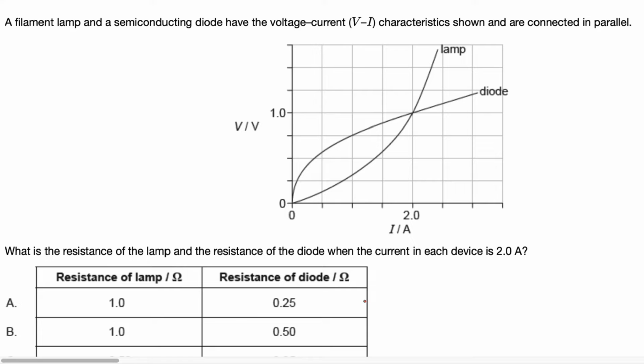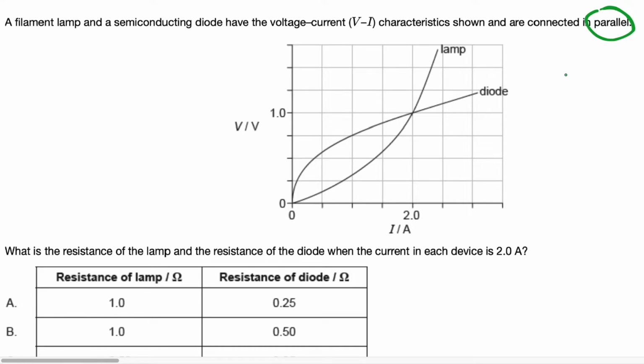A lamp and a semiconducting diode have the voltage-current characteristics shown and are connected in parallel. What is the resistance of the lamp and the resistance of the diode when the current of each device is 2.0 ampere? So how do we solve this problem?